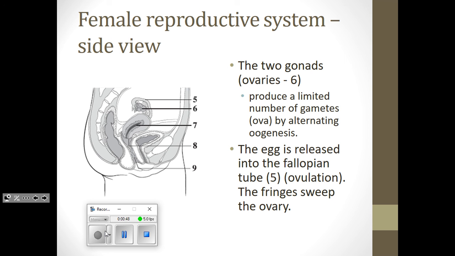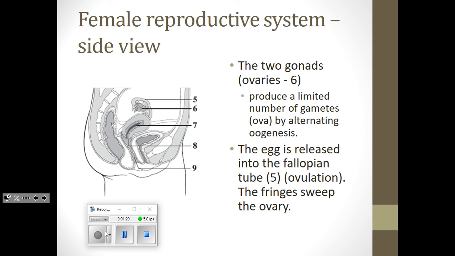The ovaries produce a limited number of gametes. You might recall when we talked about meiosis that females produce all of their eggs before they are born, but they are arrested in meiosis. They don't finish going through meiosis until a female reaches puberty, and they really don't finish meiosis fully unless they're fertilized. Now, the gametes that females produce are called ova, plural. Ovum is singular, so that's one of those words that has a weird plural.